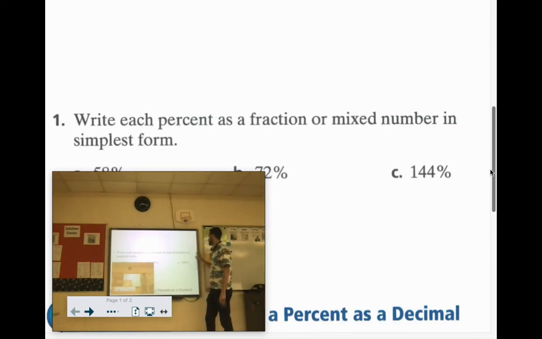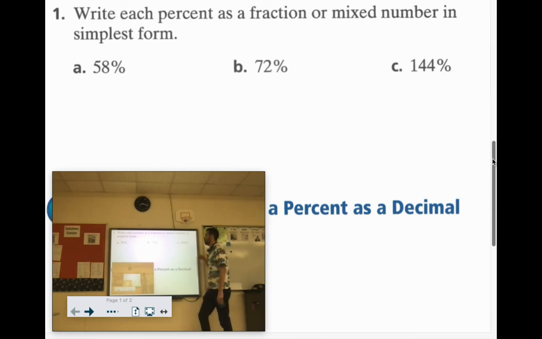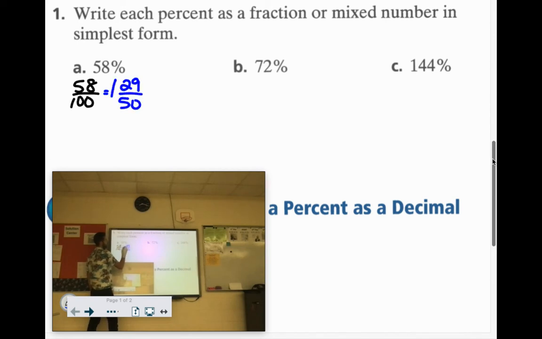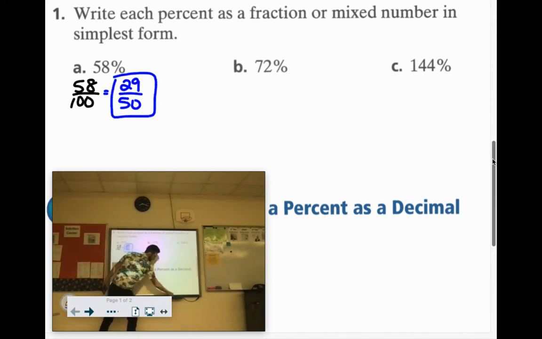So let's try some more here. Remember, it always starts out over 100. So 58 over 100. They're both even, so we can always cut it in half. Half of 58 is 29. Half of 100 would be 50. That's all we can do. 72% would be 72 100ths. Those are both divisible by 4. So 72 divided by 4 is 18. 100 divided by 4 is 25.